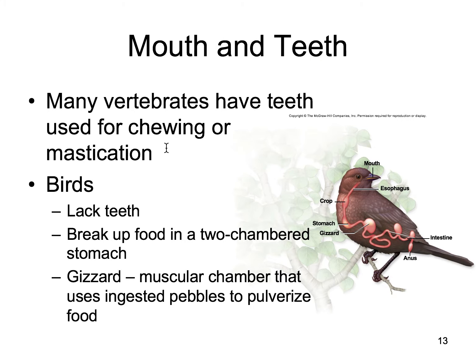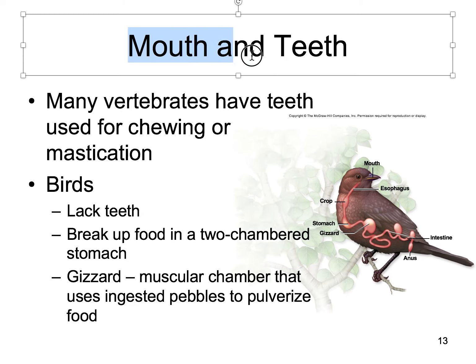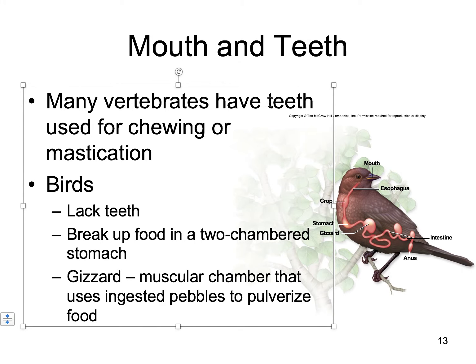Now, we talked a little bit about physical fragmentation, and that happens in the mouth because of our dentition, because of our teeth. And one thing to keep in mind is that most vertebrates have teeth that allow us to do this process known as mastication. That refers to the physical process of chewing. Chewing means mastication. Some organisms don't have that.